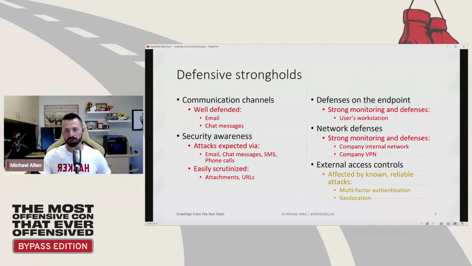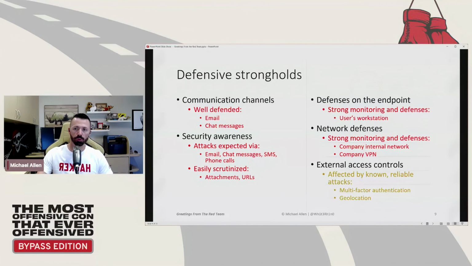So anytime a user gets an unexpected email, it's going to make them a little bit more suspicious than maybe some other channels would. Also, users are trained to scrutinize the things we use for payloads over those channels. So, attachments and URLs, the users can easily look at those payloads and see, does this domain make sense for what I'm being asked to do here? Does this file extension make sense? Or are these suspicious? Is this something I should not click on?